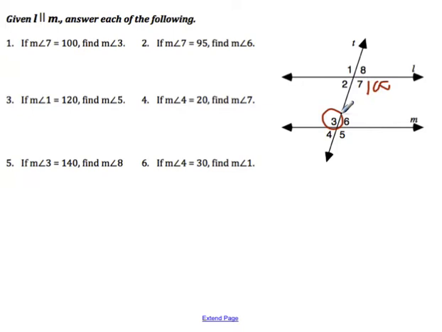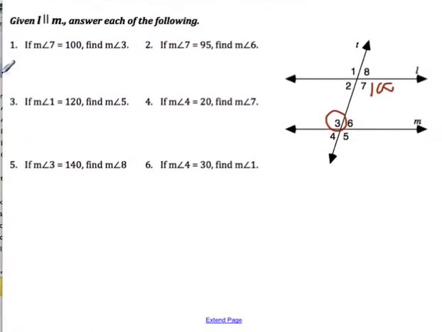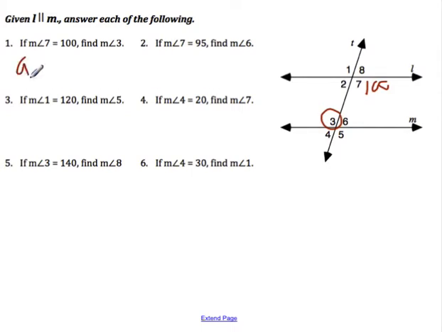So they're interior. So they're either going to be consecutive interior, alternate interior, or supplementary. Well, I see they're both on the inside and they're on opposite sides, so that makes them alternate interior angles. Then we need to ask ourselves, what does that mean? If they're alternate interior angles, that means they're congruent, so the measure of angle 3 also has to be 100 degrees.